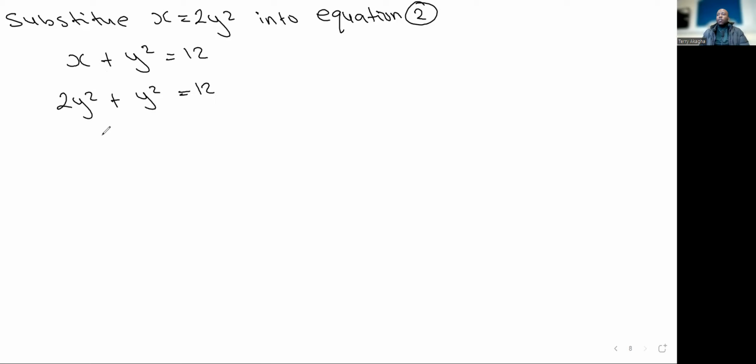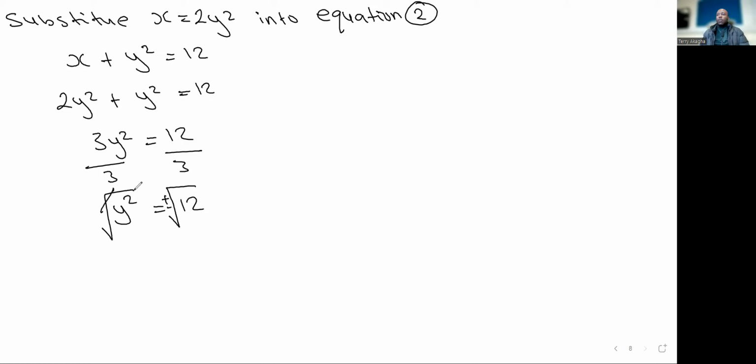And that will give us 3y squared is equal to 12. Then divide both sides by 3 to get rid of that. So y squared is going to be equal to 12 divided by 3. To get rid of the square, we're going to find the square root of both sides. Okay. So remember I told you that square root is plus or minus.